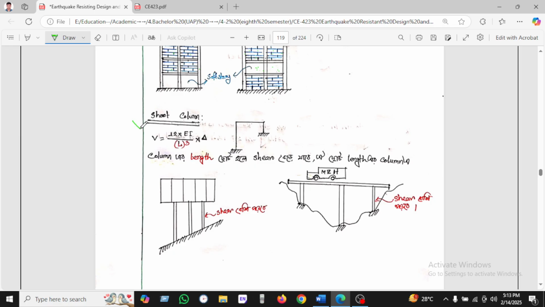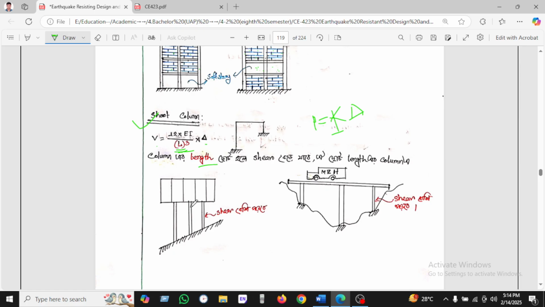Another topic is the short column. We have seen that P equals 12EI by L cubed times delta. As we know, P equals K delta, and K equals 12EI by L cubed. So if the length is small, then shear will increase. As the length value is low, the shear value will increase.